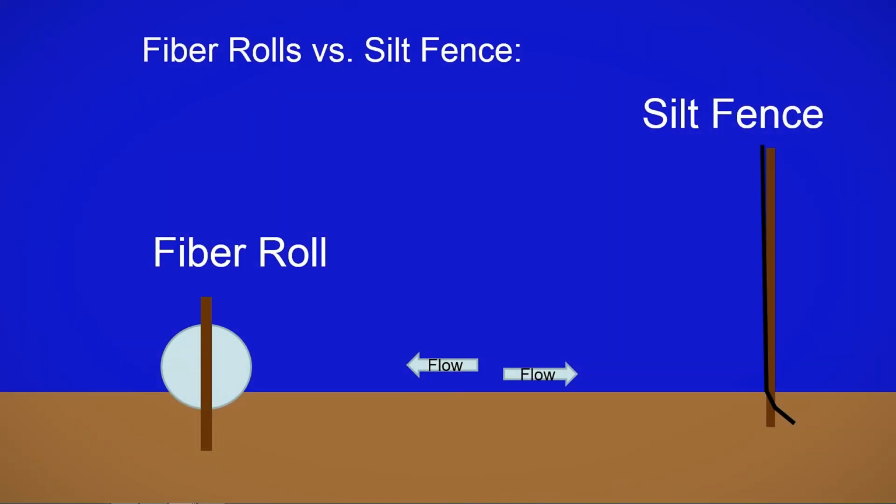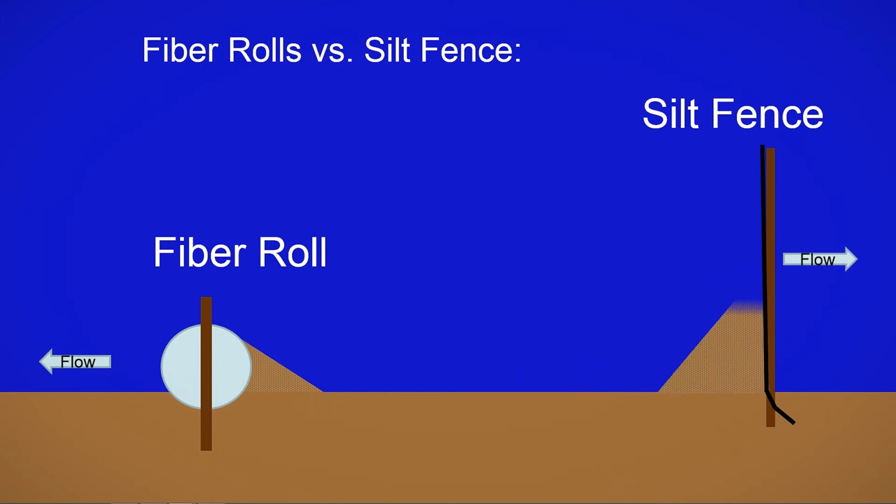You got to key them both in. You got to trench them in. They're both getting stakes. One has bigger stakes. But aren't they the same thing? In fact, if we show this, that's how fiber roll's working, and silt fence is kind of the same thing, but it just builds up more sediment. And really, that's the core difference.